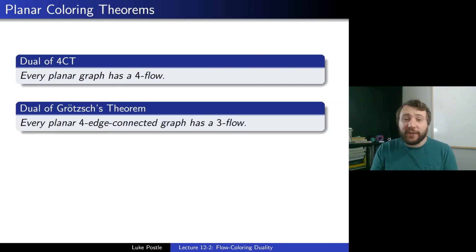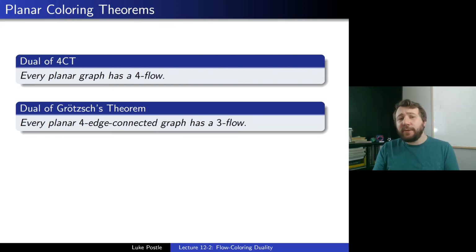Similarly, again, this should say bridgeless, but actually it's implied by 4-edge connected. So it turns out the dual of Grötzsch's theorem is every planar 4-edge connected graph has a 3-flow. Why is that? Well, what does Grötzsch's theorem say? It says that you're triangle free. And it turns out the dual of triangle free is having no 3-edge cut. So if you're triangle free, then you have no 3-edge cut. So really a dual formulation of Grötzsch's theorem is every planar 4-edge connected graph has a 3-flow.